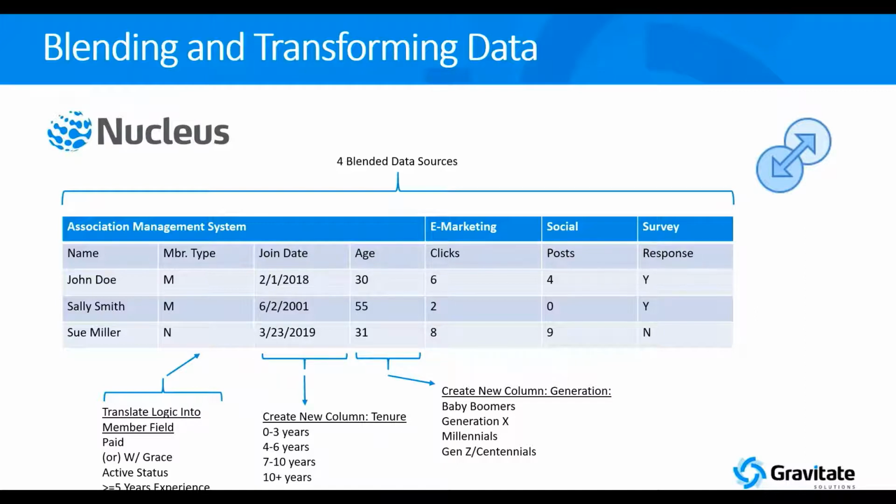The perfect example is member type. In your current member system, you probably need to identify someone as a member by marking that they're a regular member, that they have a status of active, that they've paid, or they're within their grace period, and maybe they might have to have a number of years of membership. That's very hard for people to run a report, remember all those fields. But when we move the data into Nucleus, we put them in as member and non-member.